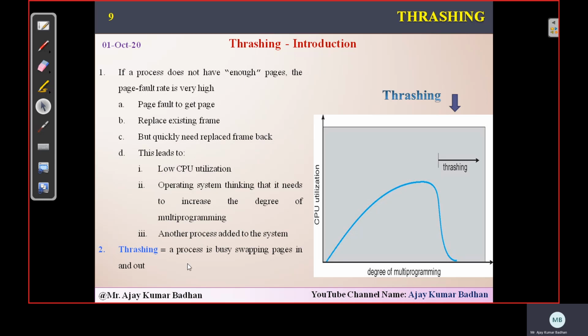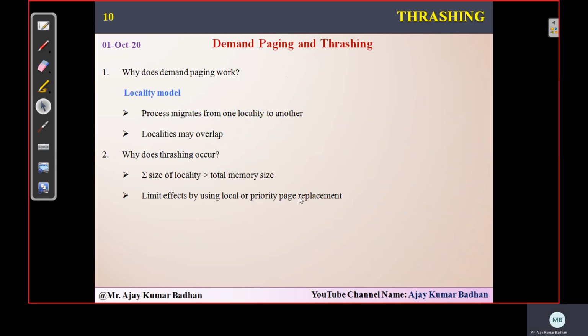The only thing I can do is restart my system. I may not be able to function properly. So that is what comes under thrashing here. In thrashing, we have a locality model.